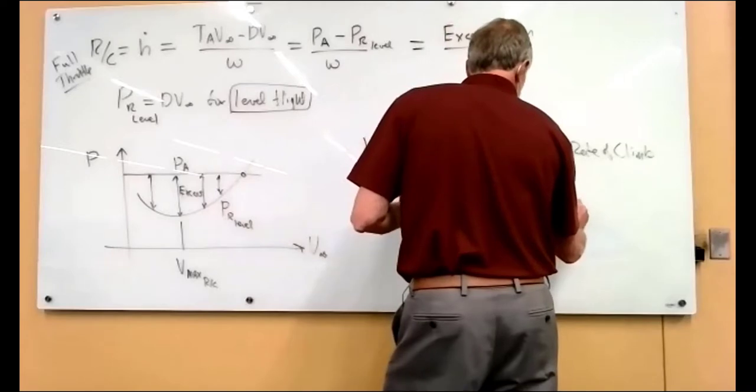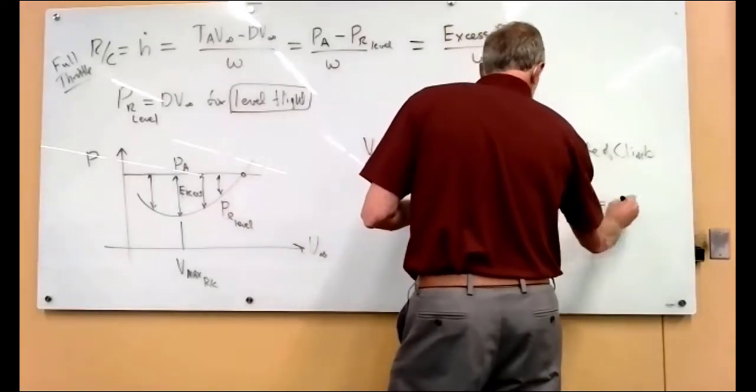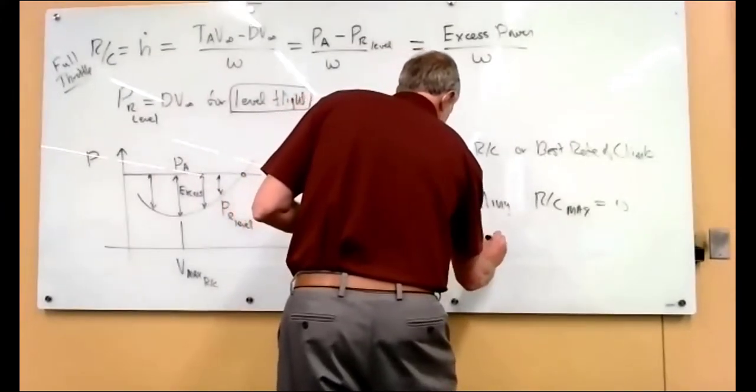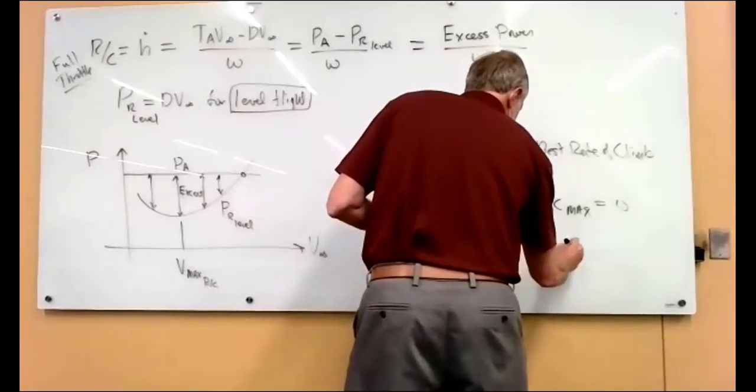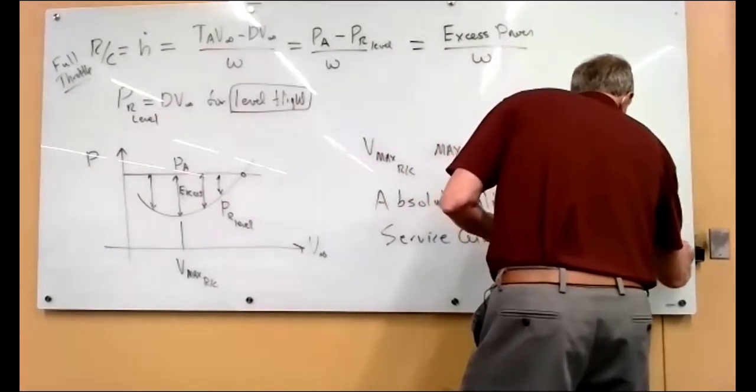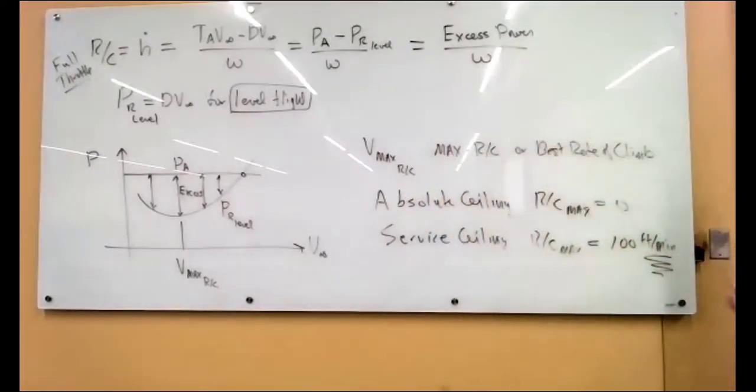The absolute ceiling is when the rate of climb max is 0, and the service ceiling is when the rate of climb max is equal to 100 feet per minute. Notice the units here, we're doing feet per second, so you have to multiply by 60 to get feet per minute. And that's all there is to do with ceiling: you calculate these rate of climbs, and these are the definitions of those values. And that's where you stop in the homework.